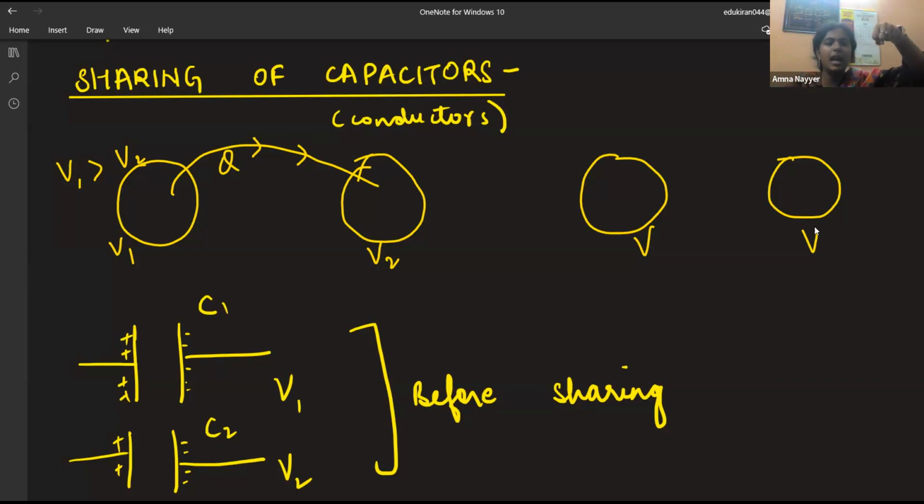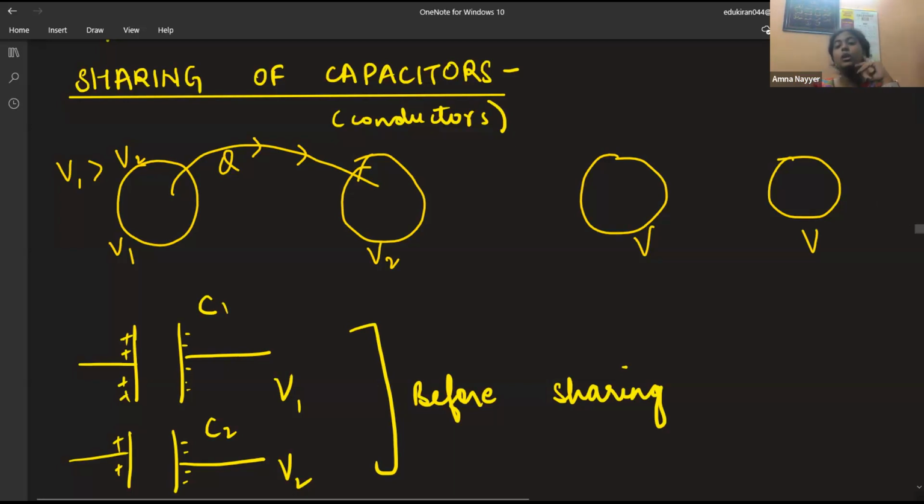So let's say this was at higher potential, this was at lower potential. Charges flow, and as soon as both potentials become equal, we get the common potential. This potential, which is now the same for both, is what we call the common potential. Charges flow till both potentials become equal. Now this is just for general conductors, if you have two conductors in nature.